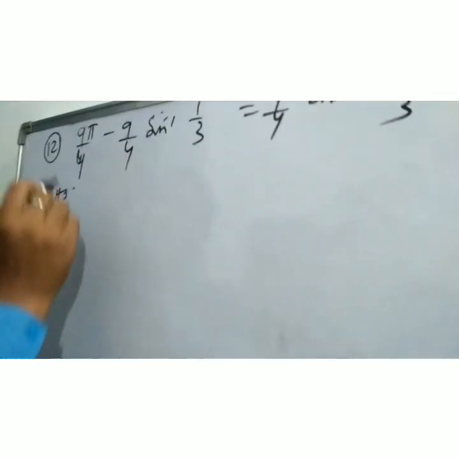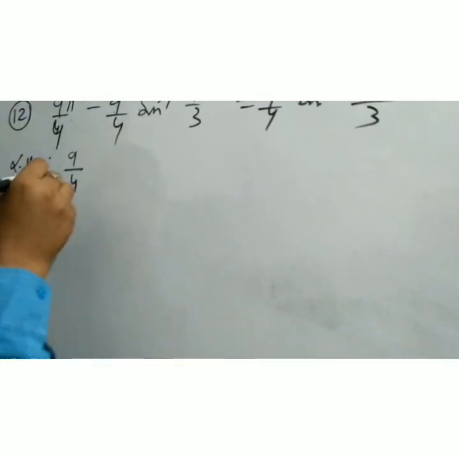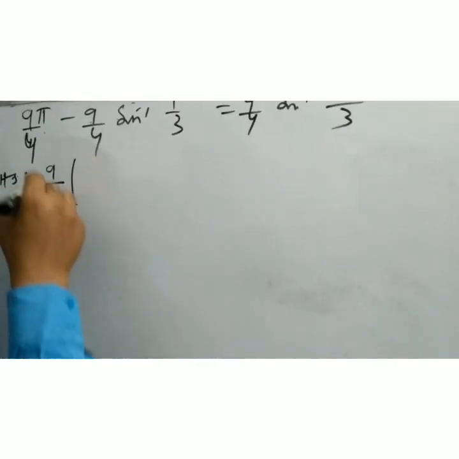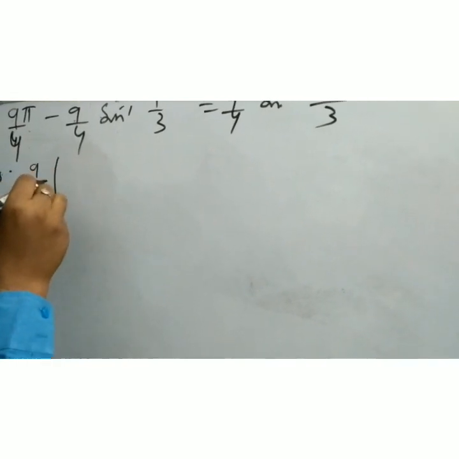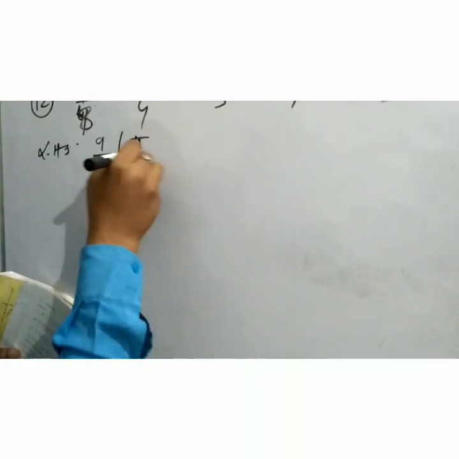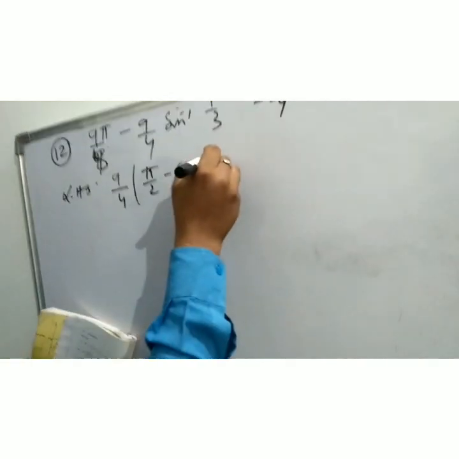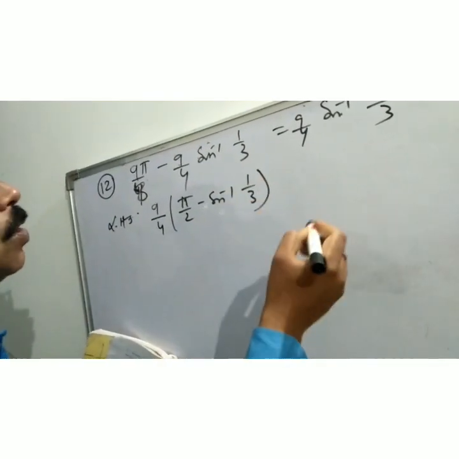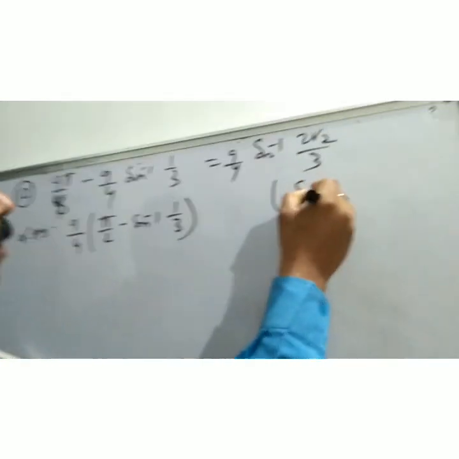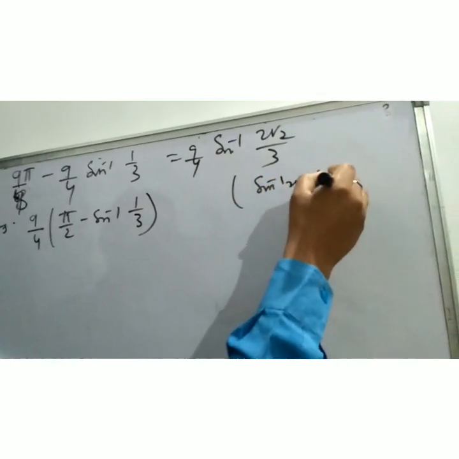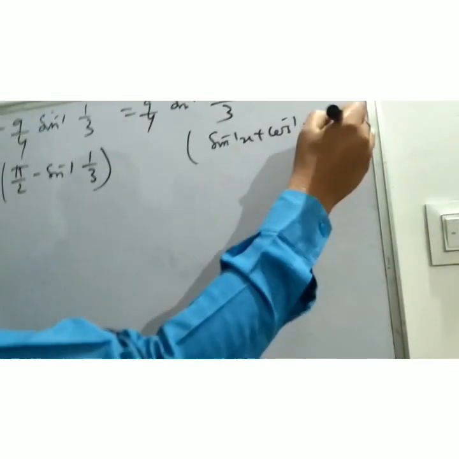Now the 12th question is also set as a 2 mark question. From the LHS you can take 9 by 4 common, that is 9 by 8. Then if you take 9 by 4 common, it will be pi by 2 minus sine inverse 1 by 3. So we know the property sine inverse x plus cos inverse x is equal to pi by 2.